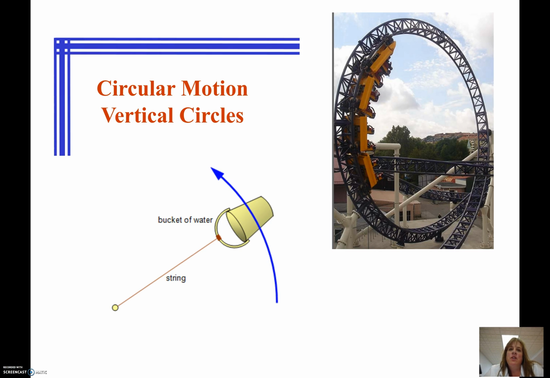In our second video on circular motion, we're going to talk about vertical circles. You know, roller coasters, loop-de-loops, or spinning a bucket of water on a string, because you would do that? Maybe. Maybe I'll do it in class.